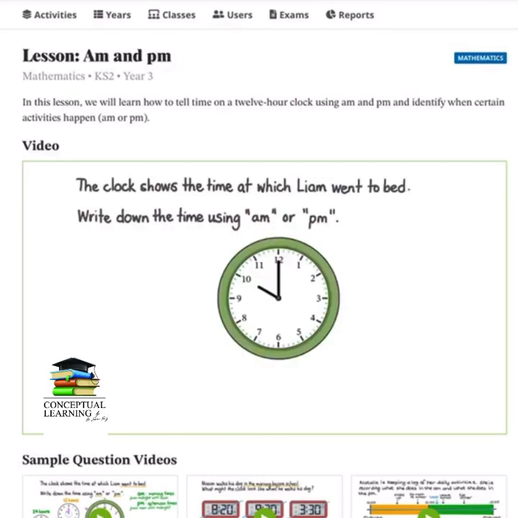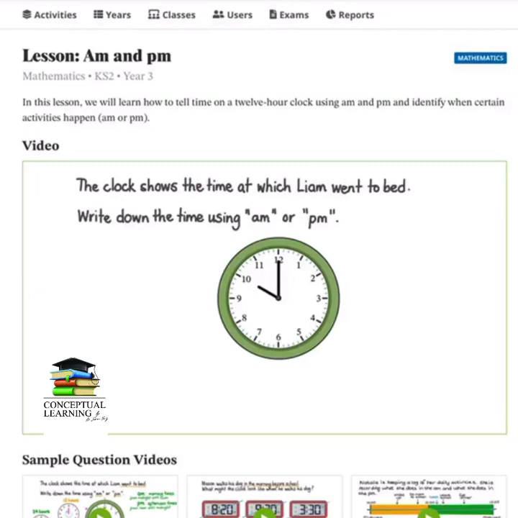The clock shows the time at which Liam went to bed. Write down the time using AM or PM. We're shown a picture of a clock here and we're told that it shows the time at which Liam went to bed. So we can imagine him going to bed, looking up at the wall and seeing this time.